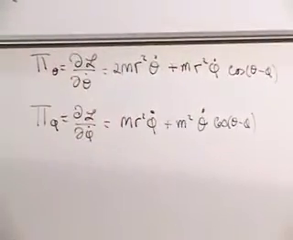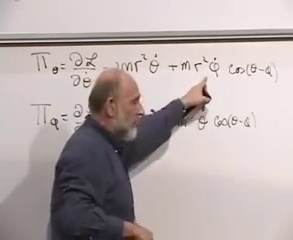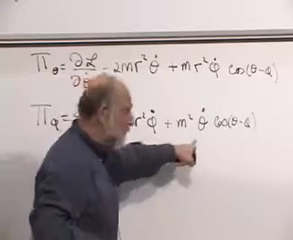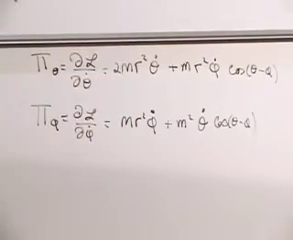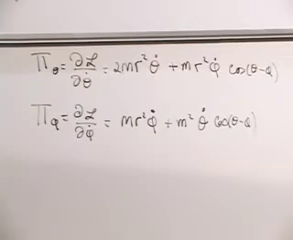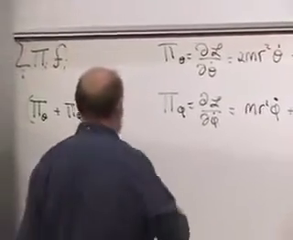Look how odd it's gotten. Pi sub theta involves phi dot, and pi sub phi involves theta dot. So things have gotten a little mixed up. Not to worry, we just nevertheless follow our nose, mechanically add these things together.